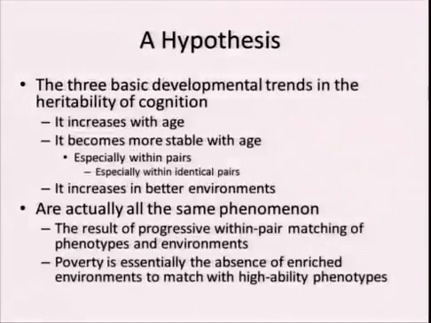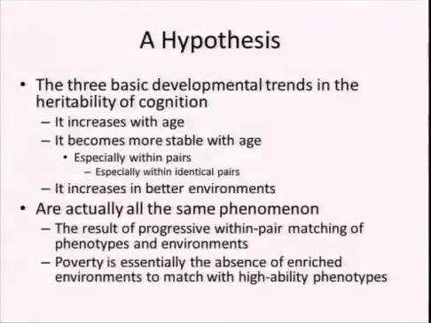Finally, I'd just like to close with a hypothesis, something we're working on right now. There are 3 basic developmental trends in the heritability of cognition, 2 of which I've talked about. It increases with age, it becomes more stable with age. I want to add a third, one that in fact I'm more associated with than the first 2, that the heritability of cognition increases in better environments or gets worse in bad environments. What I'd like to hypothesize is that all 3 of those things are actually the same phenomenon in different forms, that they're all the result of progressive within-pair matching of phenotypes and environments.